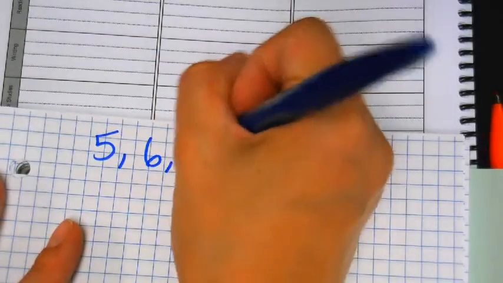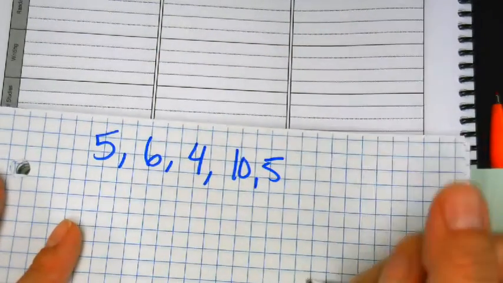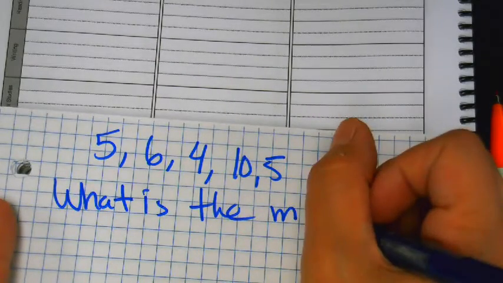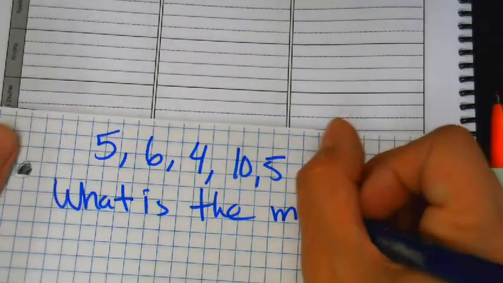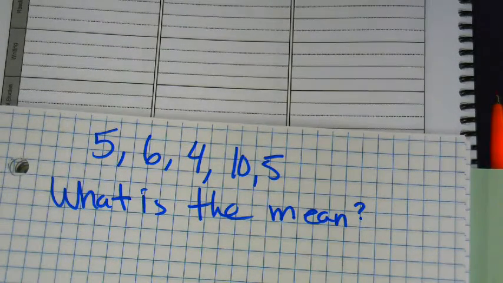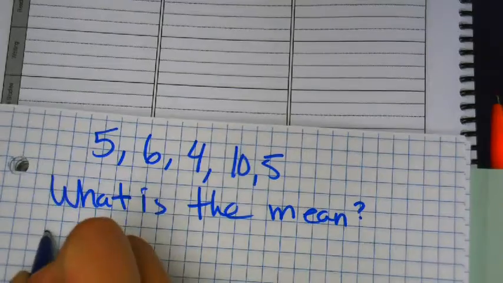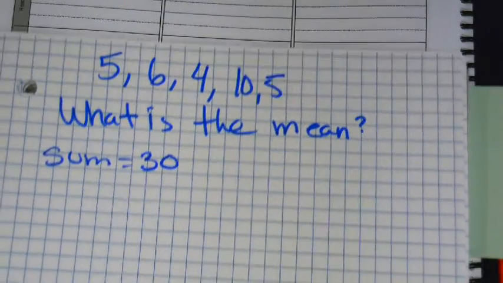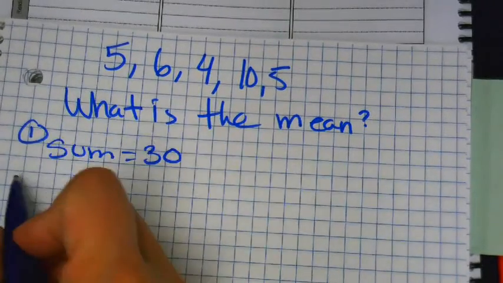All right, what if I give you the numbers 5, 6, 4, 10, and 5, and I ask you, what is the mean? So what's our sum? 30. Is that my answer? No. You divide by 5. 6.